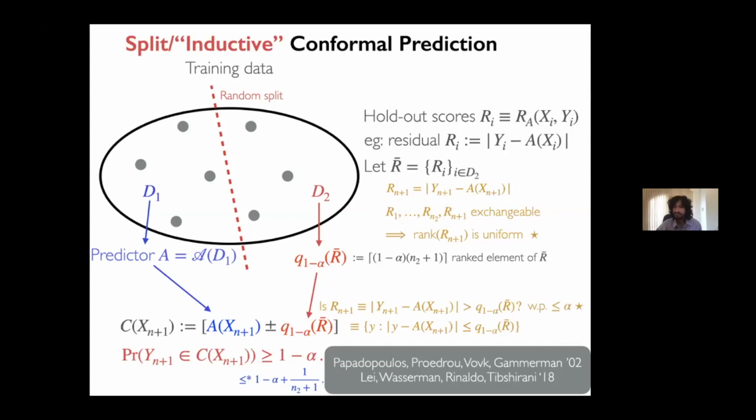Okay, so the proof is literally one line. There's nothing much to see. The construction is transparent, and the proof just uses the fact that they're exchangeable, and so the rank of one of them is uniform, and so with high probability it lies within the set given by the others.